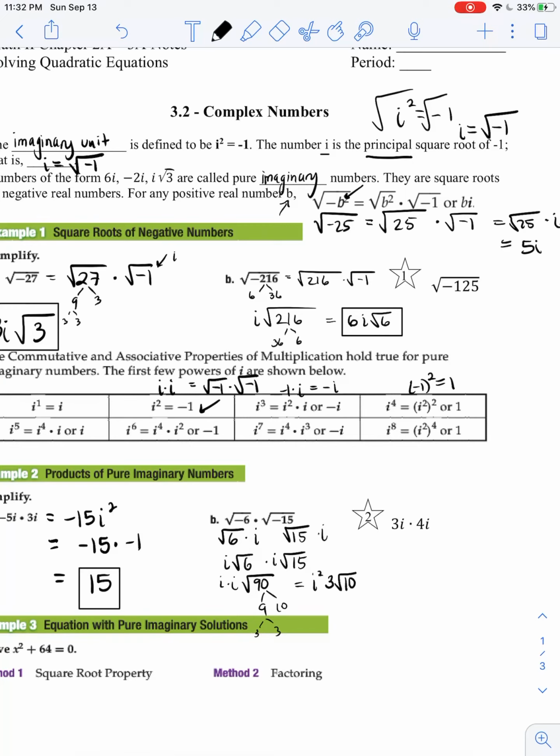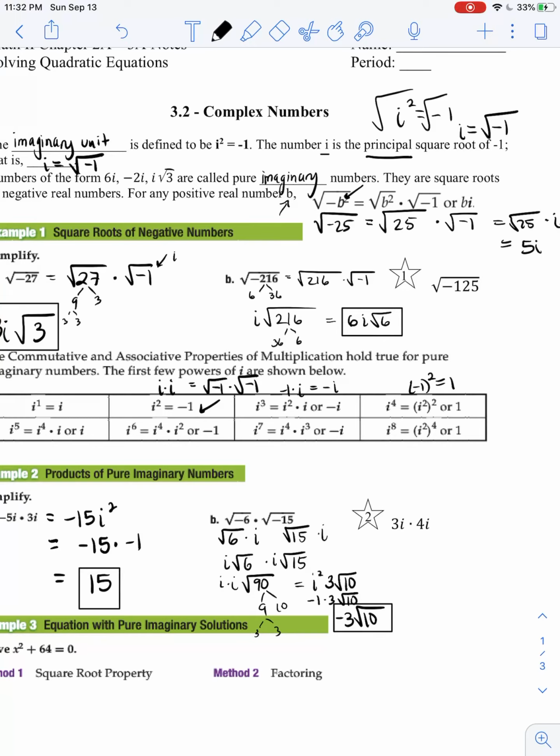But i squared, we know i squared is negative 1. So that's negative 1 times 3 rad 10, which is negative 3 rad 10. So if you caught that as we were working through it, then good job. If not, make sure you correct that.